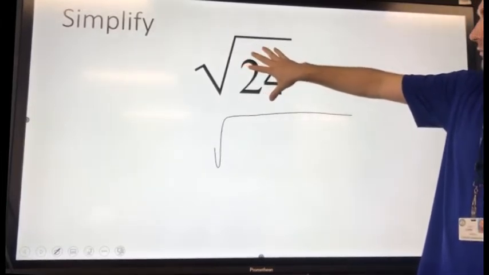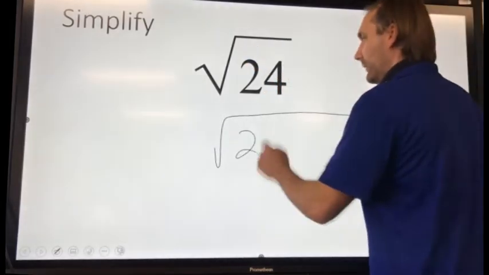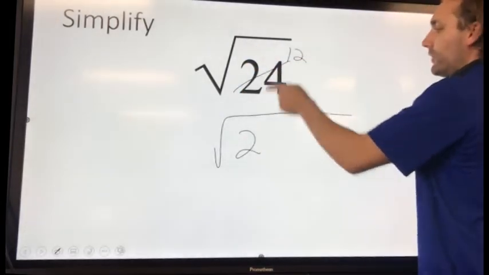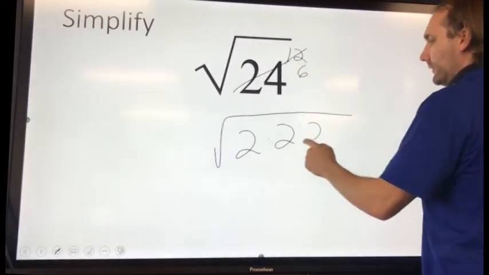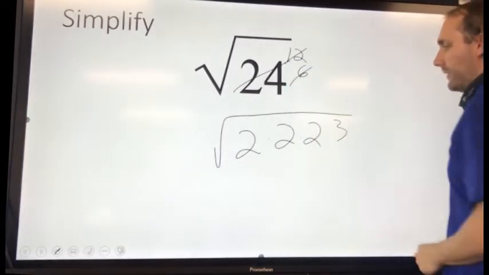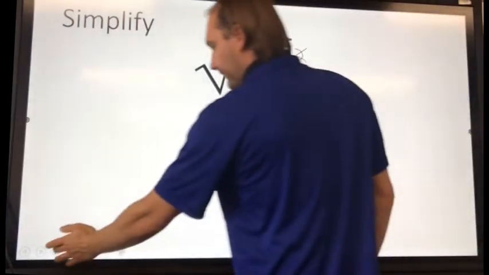So if I look at my first prime number 2, does 2 go into 24? Yes, 12 times. Does 2 go into 12? Yes, 6 times. Does 2 go into 6? 3 times, and 3 is prime. So 24 is 2 times 2 times 2 times 3.